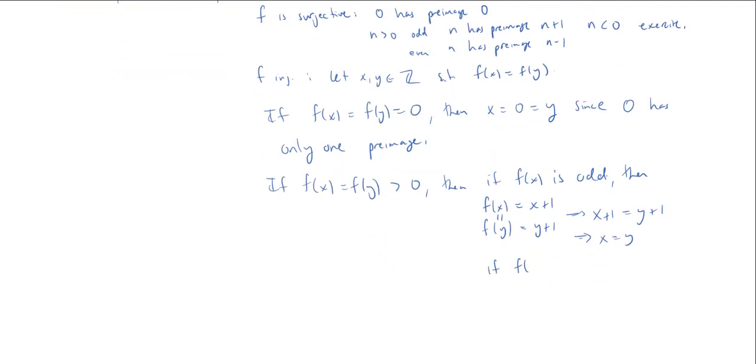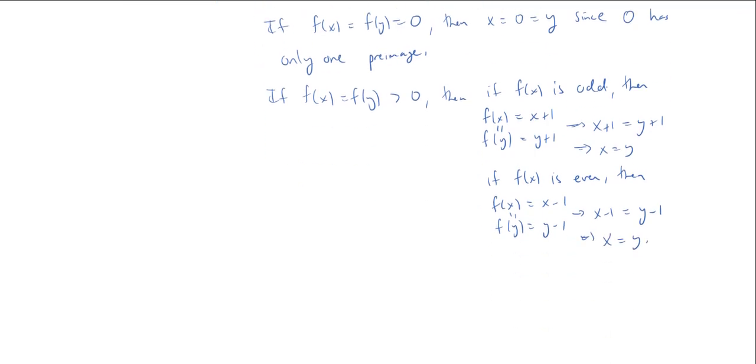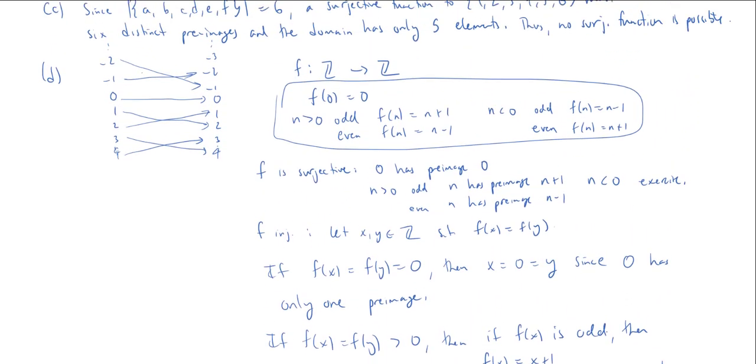And let's do the other case. If f of x is even, well, in that case, f of x is going to equal x minus 1, and f of y is equal to y minus 1, but f of x and f of y are still equal, and so that implies that x minus 1 equals y minus 1, and so x, again, is equal to y. Okay, so similarly, if f of x equals f of y are negative, we conclude x equals y. Okay, and so that's enough here, right? We're able to conclude this function is both injective and surjective.